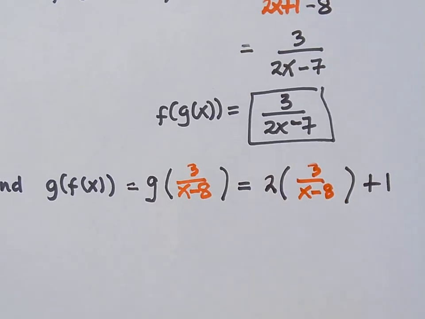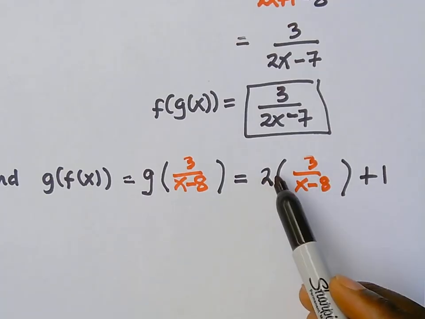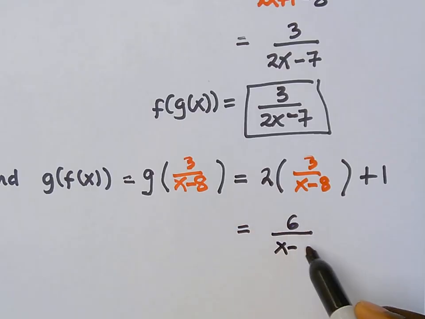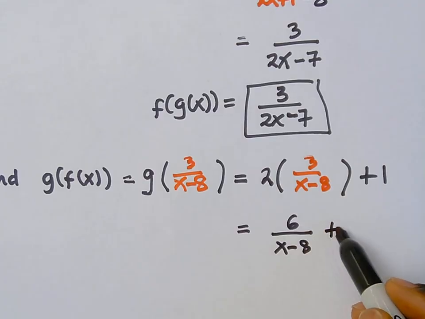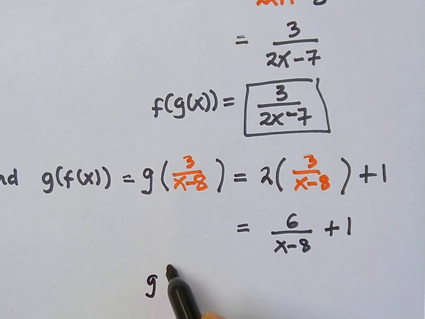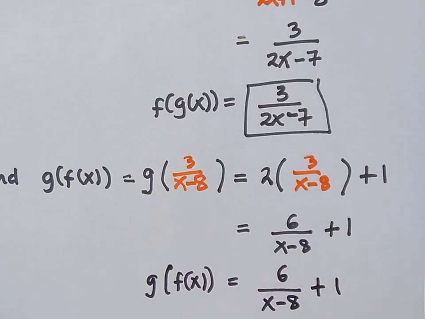And I believe we can simplify this further, right? So let's do that. If I multiply the top, 2 times 3, I end up with 6 over x minus 8 plus 1. Okay. We can leave a fraction like that. Of course, we can simplify further, but this is okay. So we are going to say that g of f of x equals 6 over x minus 8 plus 1. And that is a rational function we'll be looking at in the future.